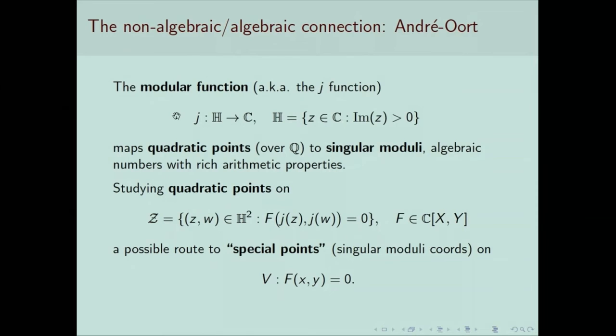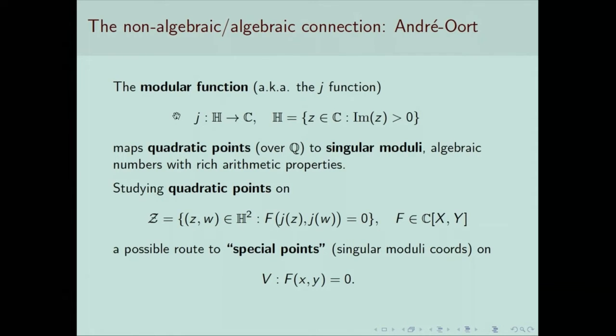And if you replace the exponential function by the modular function, the j function, which takes quadratic points in the upper half plane to so-called singular moduli, which are the j invariants of elliptic curves with complex multiplication. And these numbers, the singular moduli, have a very rich arithmetic structure. It's been studied since the 19th century in connection with complex multiplication of elliptic curves.